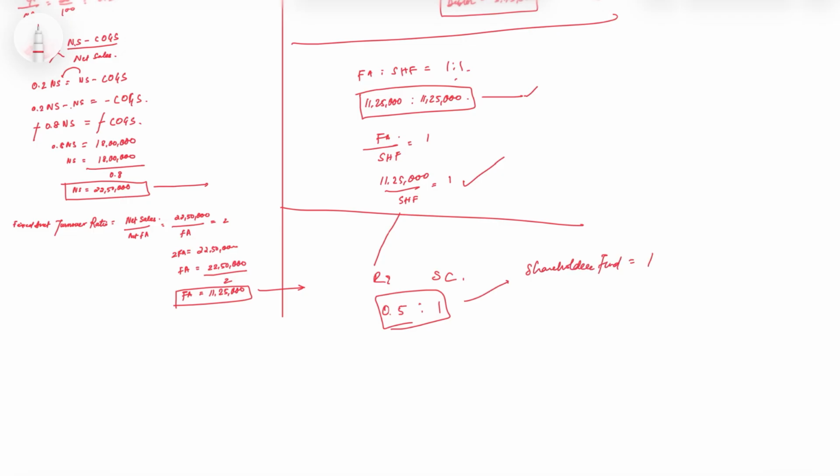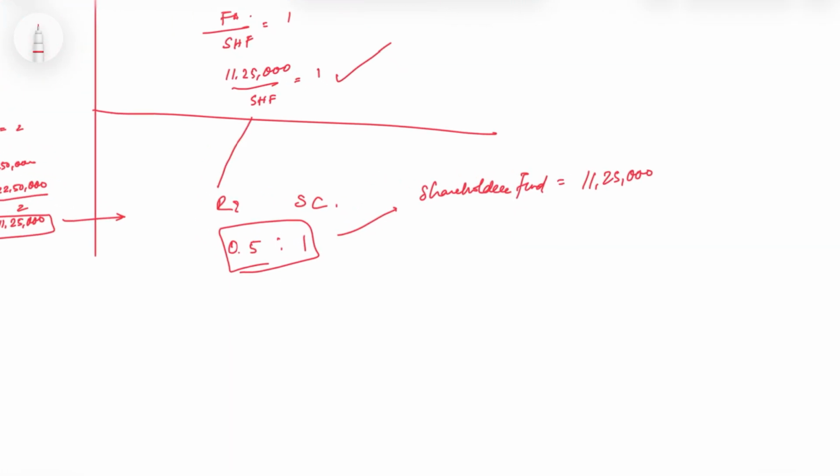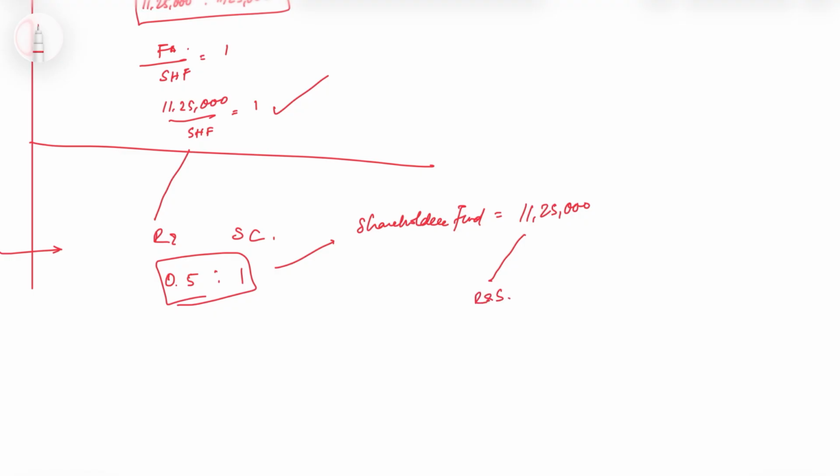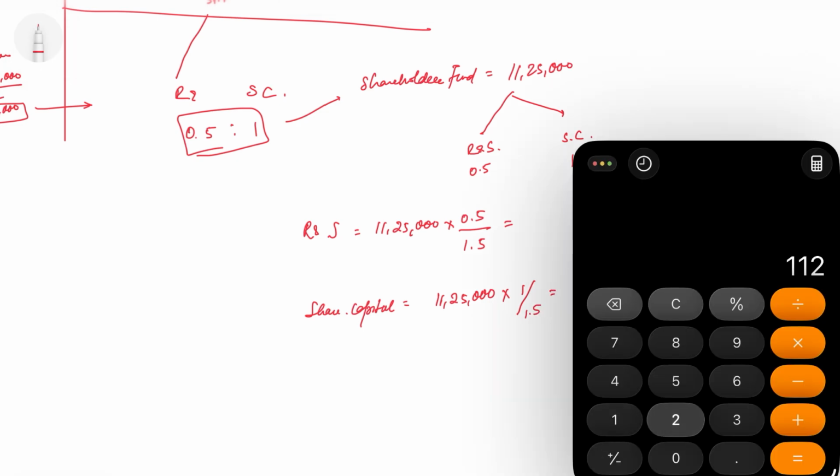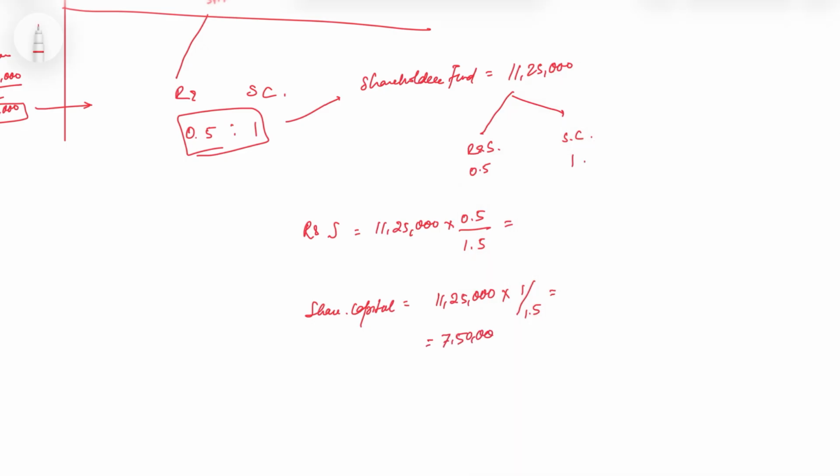Reserves and surplus is equal to 11 lakh 25,000 into 0.5 divided by 1.5, and share capital is equal to 11 lakh 25,000 into 1 divided by 1.5. Let's simplify: share capital is 7 lakh 50,000, and reserves and surplus is 3,75,000.